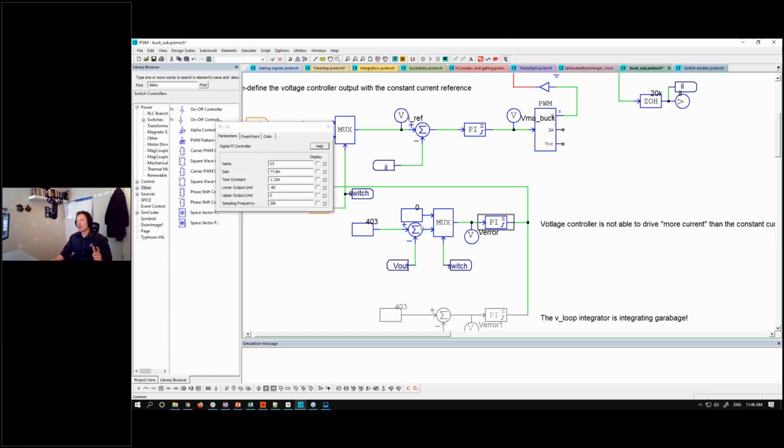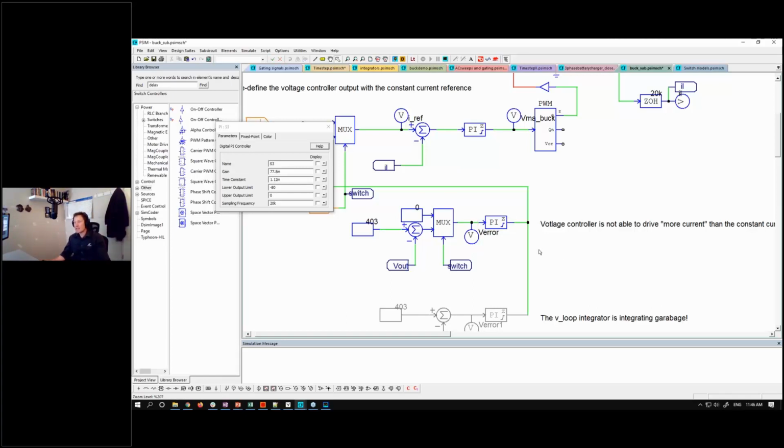If we had just left this with an error signal, like the error signal from out here, this would eventually just wind up. What that means is that it's just going to keep integrating. A PI controller has an integrator in it and is just going to keep accumulating that error because it's not doing anything.